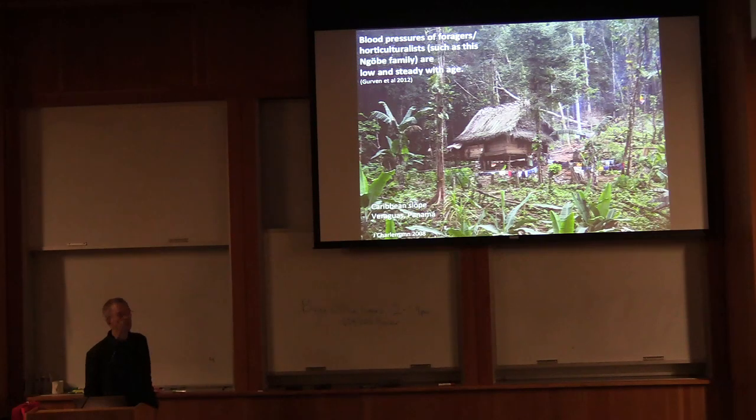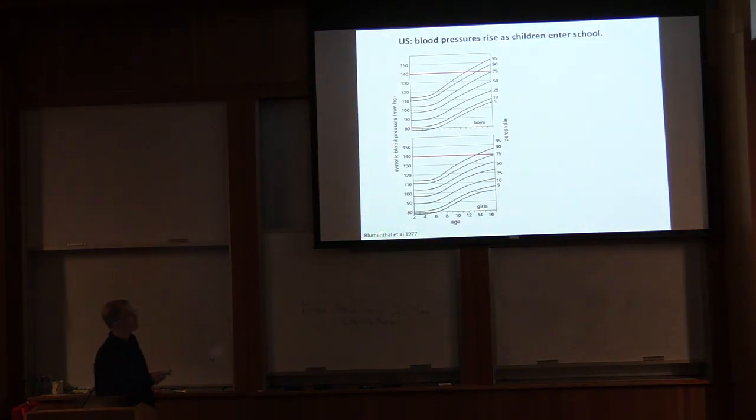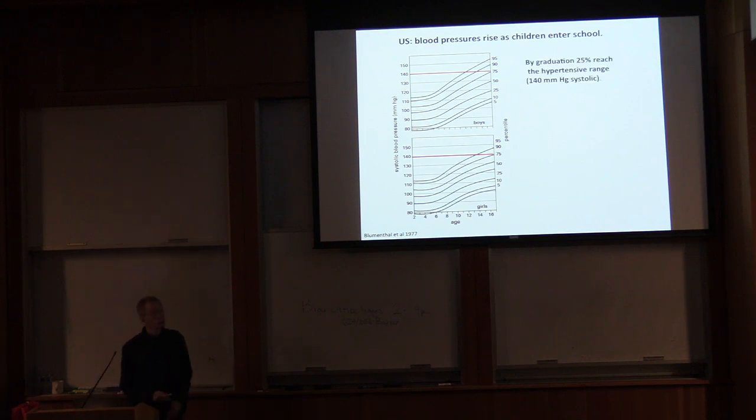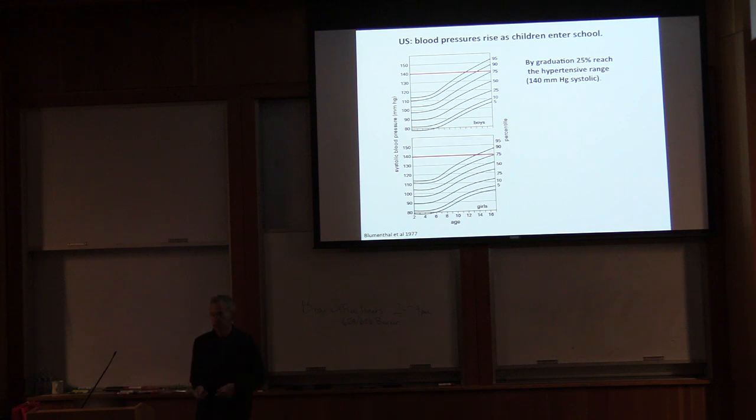In the US, blood pressure starts to rise as children enter school. This is age 6, they're just starting school. And this blood pressure continues to rise so that by graduation, 25% of boys and girls are above 140 millimeters of mercury and are in the hypertensive range. The rise, of course, is steepest for African Americans. This is caused by chronic arousal, stress, and poor sleep for African Americans because, of course, in this country, black lives still don't matter.